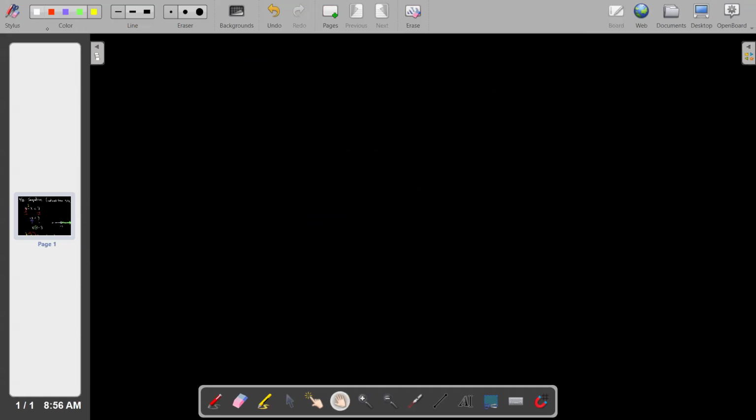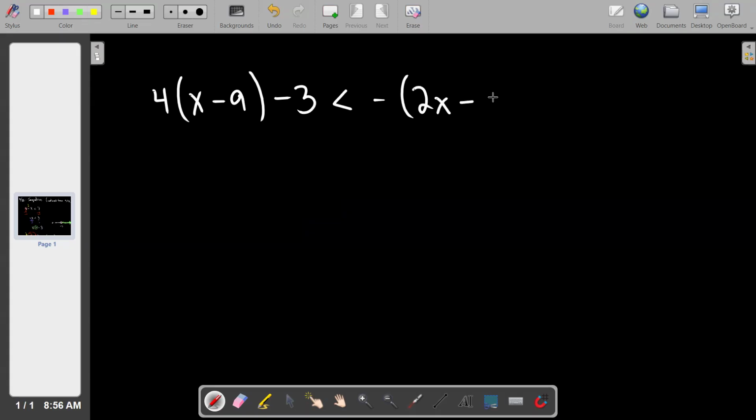That leaves us with just one more example. So this one is 4 times the quantity x minus 9, close quantity, minus 3 is less than the opposite of the quantity 2x minus 6, closed quantity, plus x.